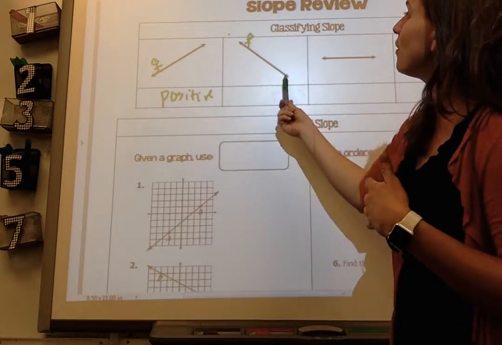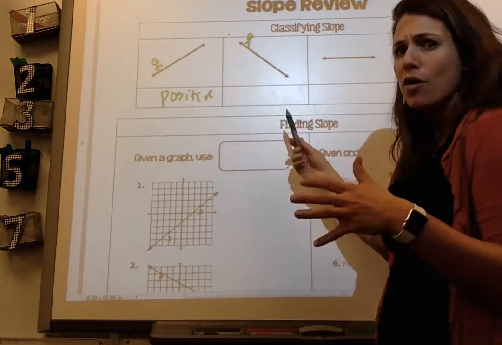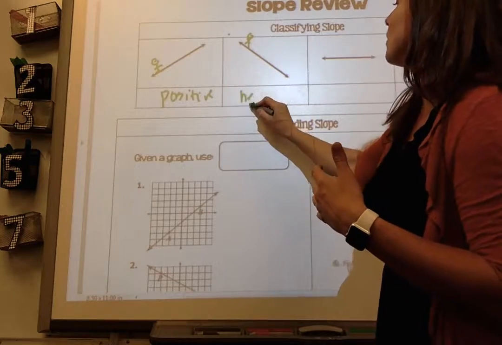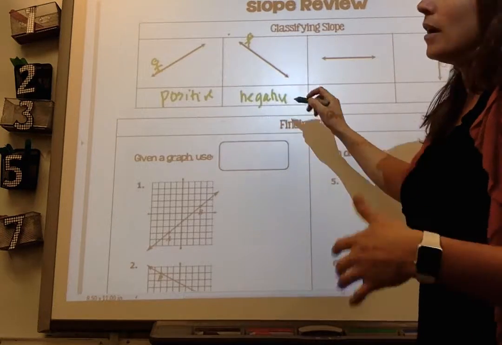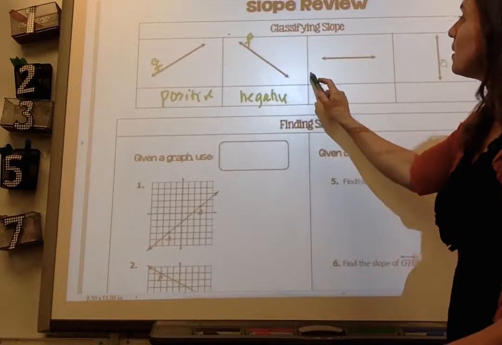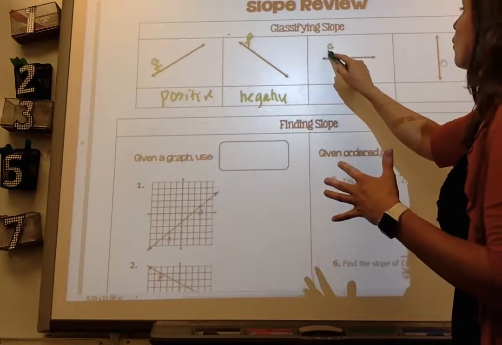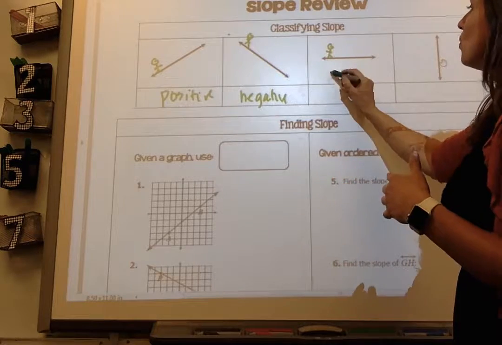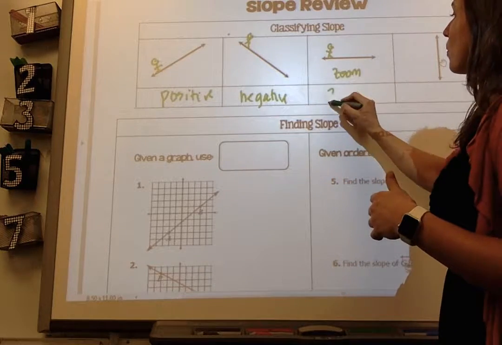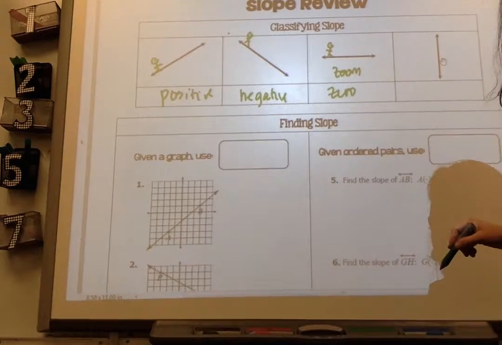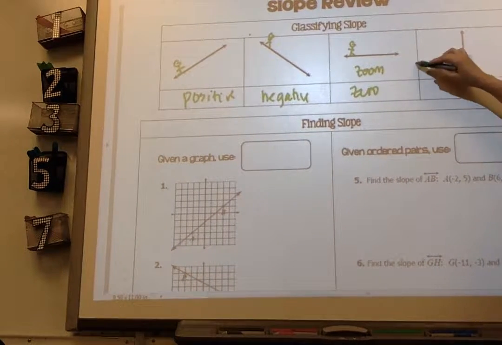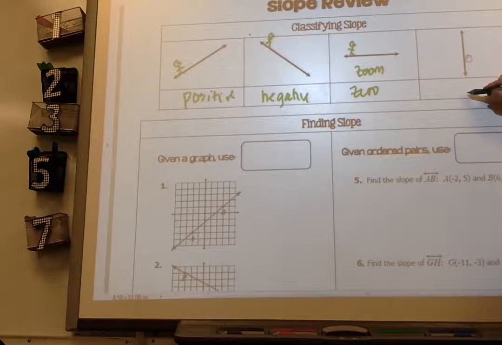And he's going down this mountain and he's saying to himself, oh, this is so nice. So this is a negative slope. And remember, when he got to the bottom of this mountain, he worked up so much speed, he zoomed straight across. And zoom, you'll remember, is 0. And then what happened? He got to the cliff and he died.